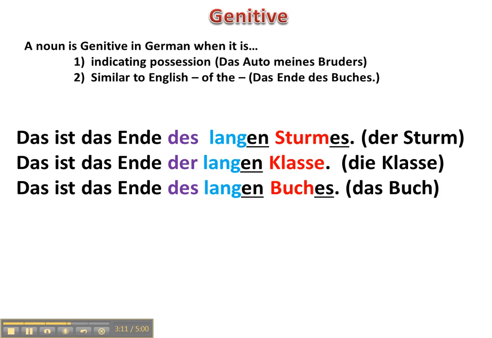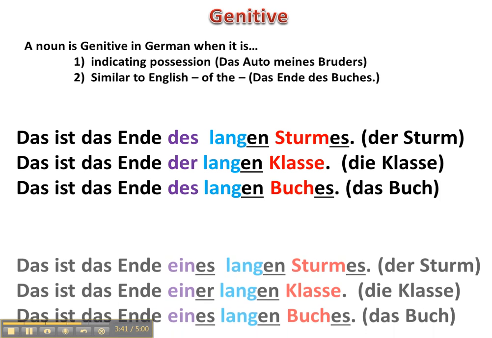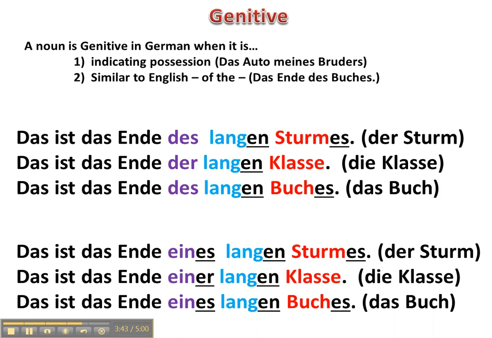But just to recap, if it's a der or das word, masculine or neuter noun, that is one syllable long, in German in the genitive you're going to add es to it. So Sturm, one syllable long, Sturmes. So das ist das Ende des langen Sturmes, oder das ist das Ende der langen Klasse, das ist das Ende des langen Buches. If it is more than one syllable long in a masculine or neuter noun, you're just going to add an s. So let's look at some indefinite articles in the genitive.